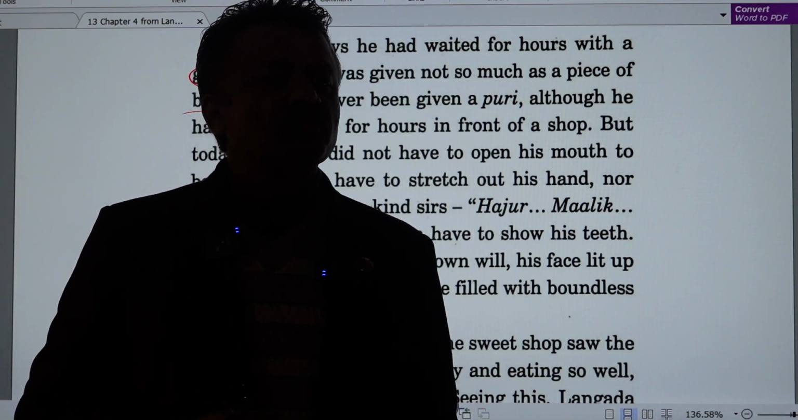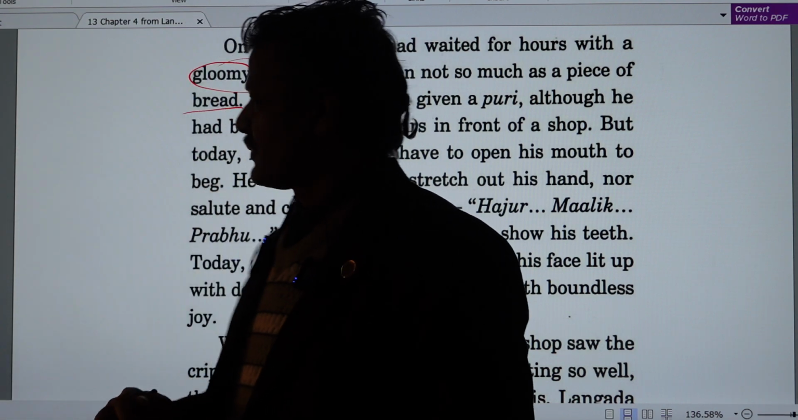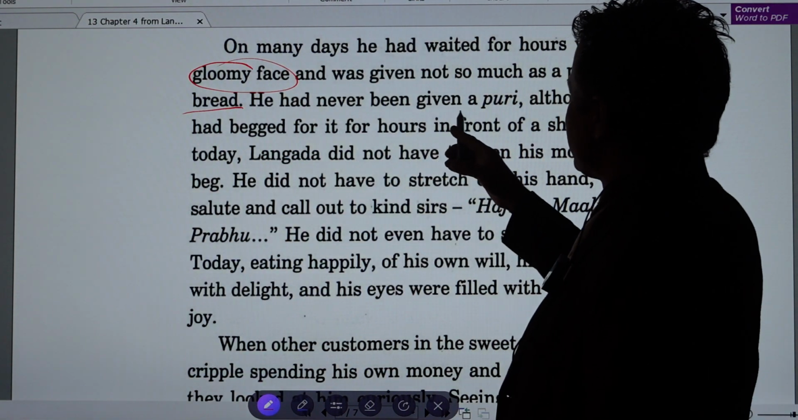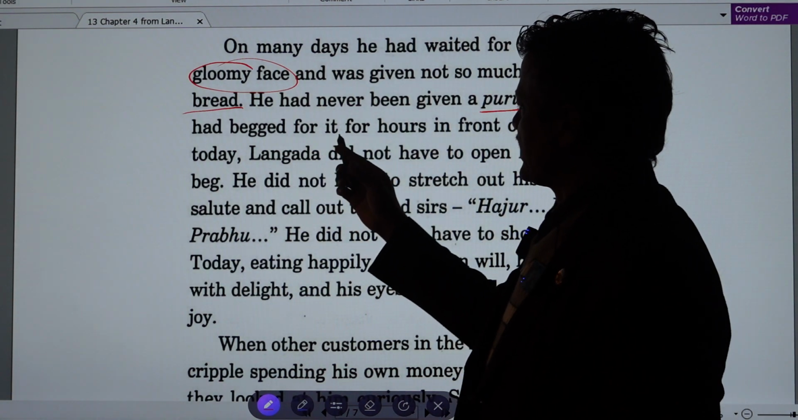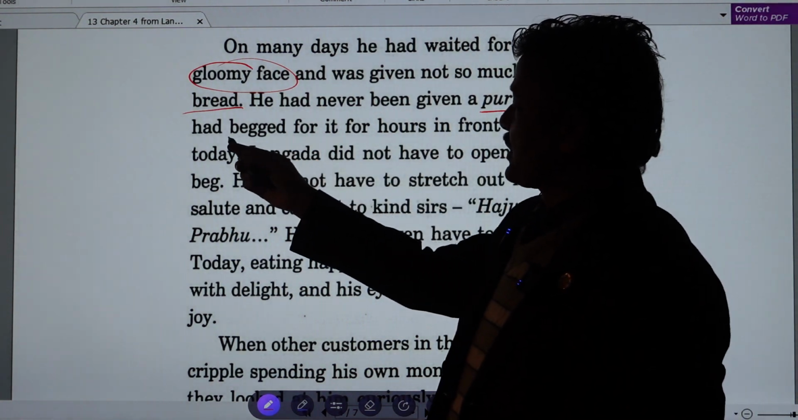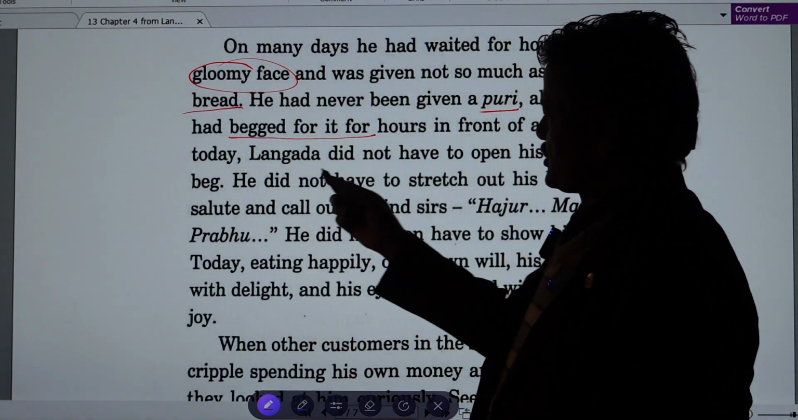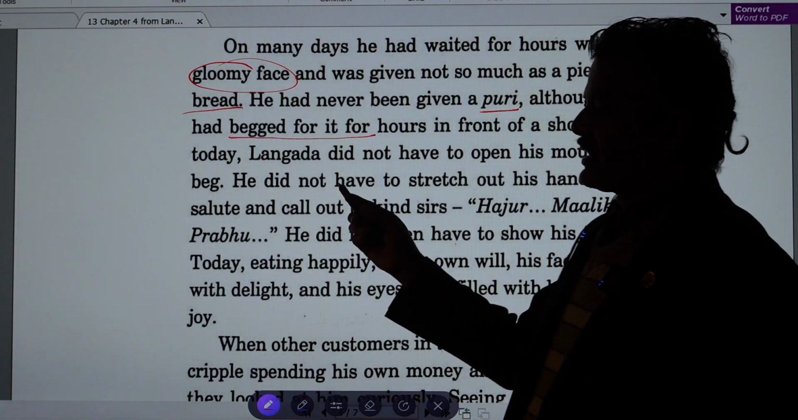So if you want to change the world, first change yourself. He had never been given a puri, although he had begged for it for hours in front of a shop. Begged for hours. But today, Langada did not have to open his mouth to beg.